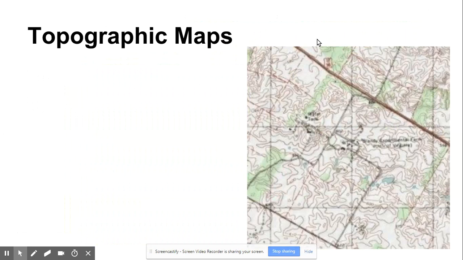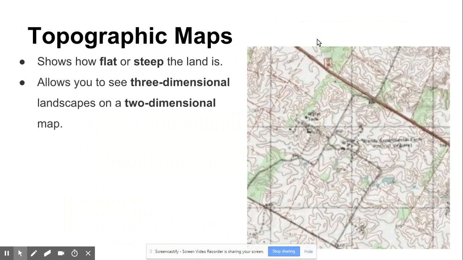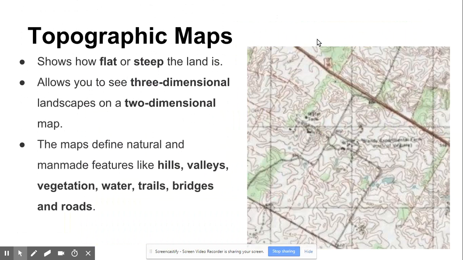Starting with your notes right now, go ahead and get your pencil ready. Topographic maps show how flat the land is or how steep the land is. They allow you to see a three-dimensional landscape on a two-dimensional map. These maps define the natural and man-made features like hills, valleys, vegetation, water, trails, bridges, and roads.